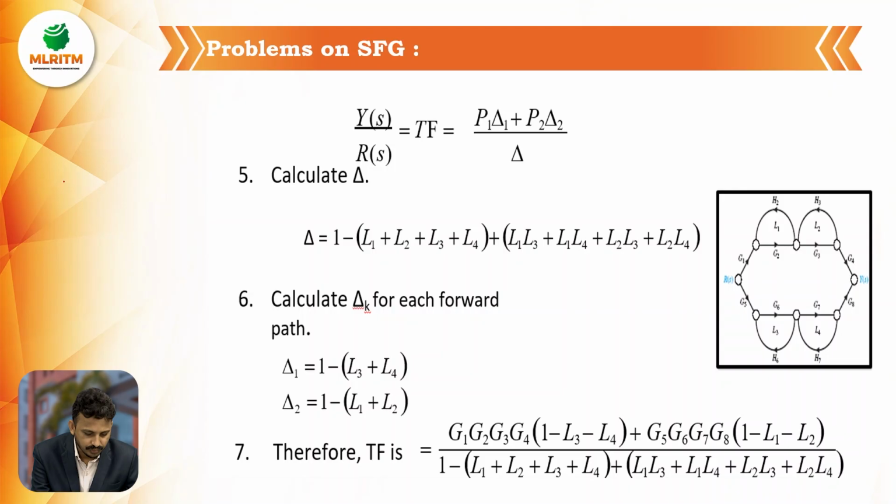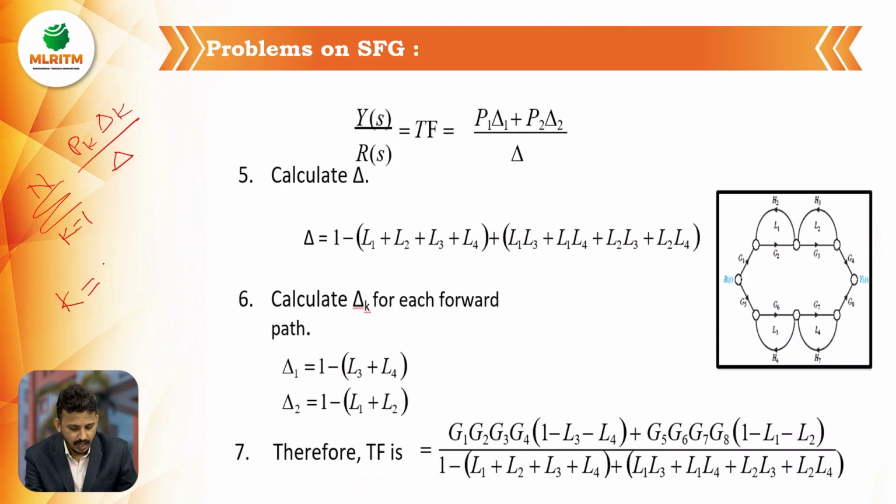So we know that the transfer function is the sum over k equal to 1 to n of Pk delta k, divided by delta. First of all, I have to identify k. K is the number of forward paths. I have 2 forward paths. So I rewrite the transfer function formula as P1 delta 1 plus P2 delta 2, divided by delta. Now calculating the delta value.